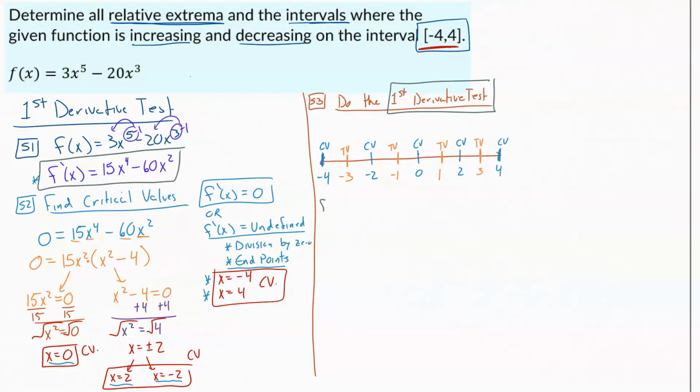So what we need to find out now is what does f prime of -3 equal? What does f prime of -1 equal? What does f prime of 1 equal? And then what does f prime of 3 equal? So we're going to plug all of those into our first derivative there. And so for this one, when we plug in -3, we are going to get out a positive 675. And we don't care about the number as much as we care if it's positive or negative.